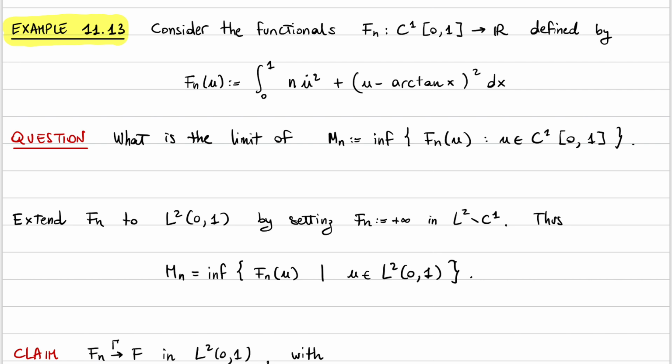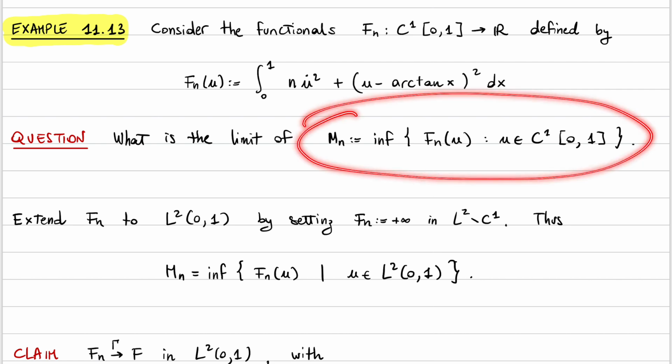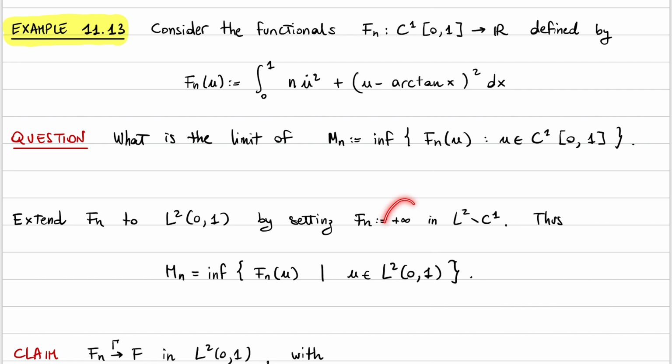And notice that this obviously does not alter this quantity here, the infimum, because we're just setting the functional to be plus infinity on everything which is not in C1, and therefore this infimum, unless it is plus infinity, is going to be smaller than the infimum over L2. Okay.